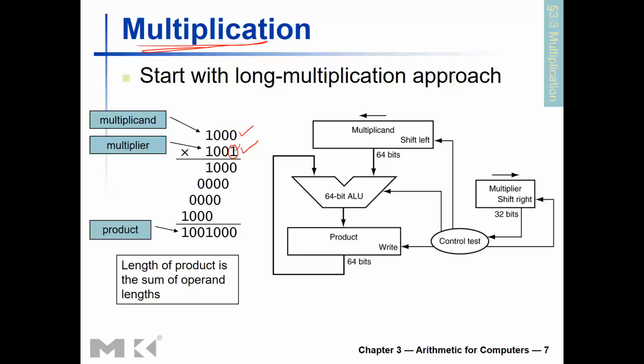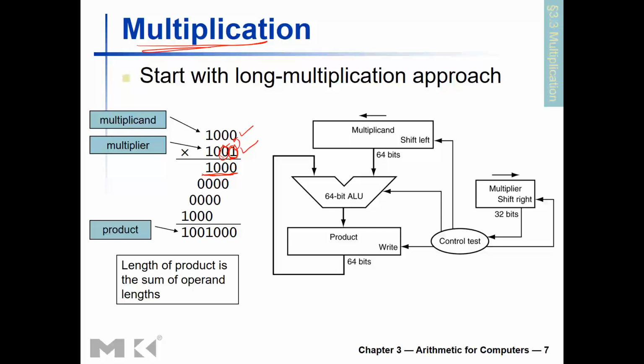Then we multiply it with the multiplicand. Basically we either copy the multiplicand or not, because this digit is either a 1 or a 0. If it is a 1, we copy the multiplicand. If it is a 0, we copy zeros instead of the multiplicand. This digit happens to be a 1, so we put the multiplicand here. Then we move to the next digit of the multiplier and multiply it with the multiplicand. This happened to be a 0, so we place 4 zeros here.